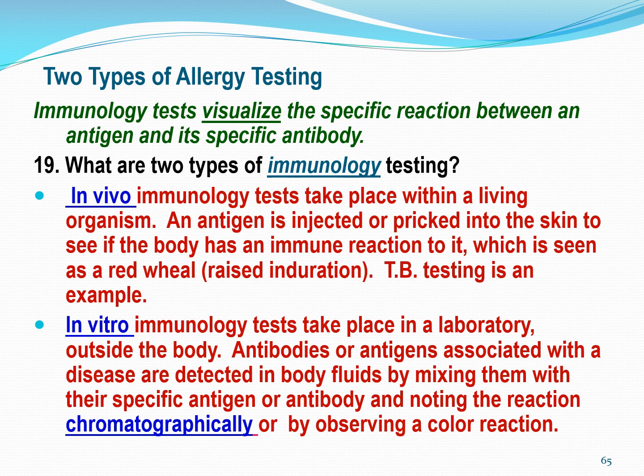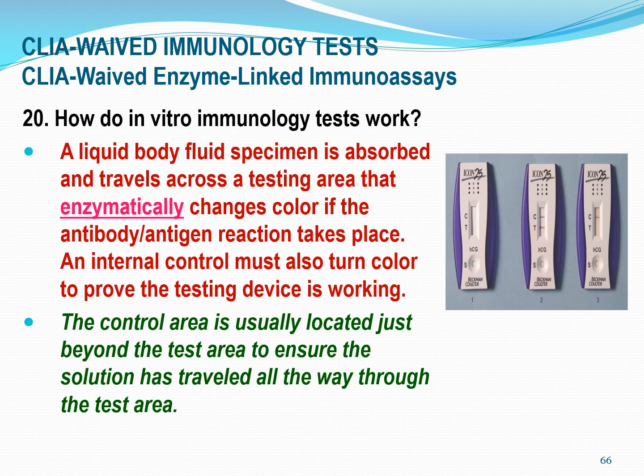Then there's in vitro, which is immunology tests that take place in a laboratory outside the body. Antibodies or antigens associated with disease are detected in body fluids by mixing them with their specific antigen or antibody and noting the reaction chromatographically or by observing a color reaction. So we're still talking about in vitro immunology tests, okay? So a liquid body fluid specimen is absorbed and travels across a testing area that enzymatically changes colors if the antibody-antigen reaction takes place.